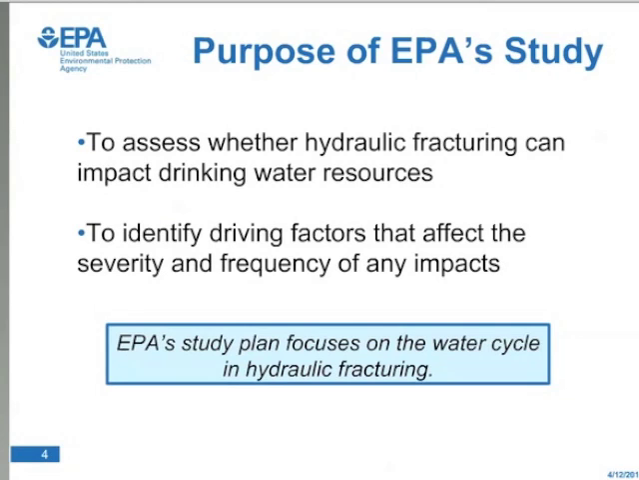Our purpose of this study here is to assess whether hydraulic fracturing may have an impact on drinking water resources, and if so, what might the driving factors be. So in order to understand the potential effects of hydraulic fracturing on drinking water resources, we're looking at the water cycle used during hydraulic fracturing, and I'll explain exactly what that means in just a minute.